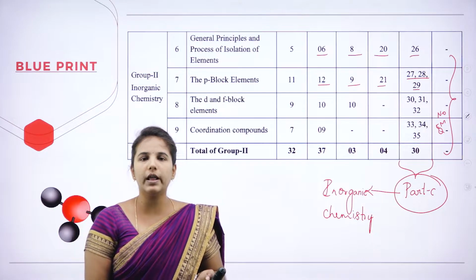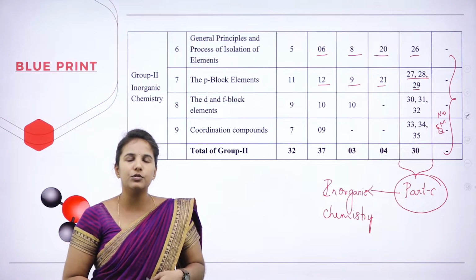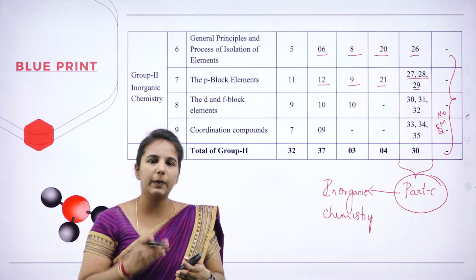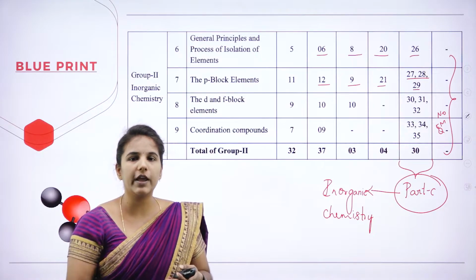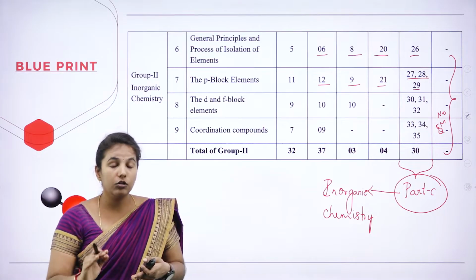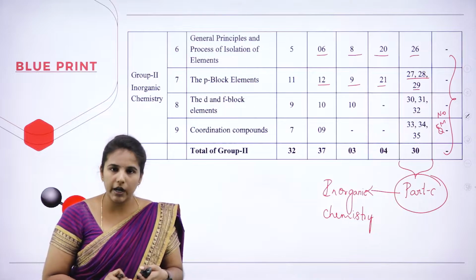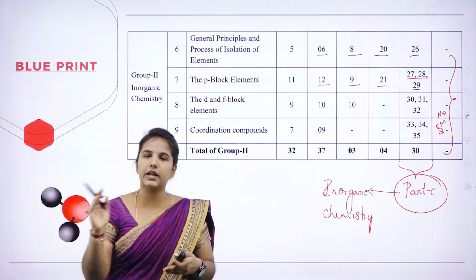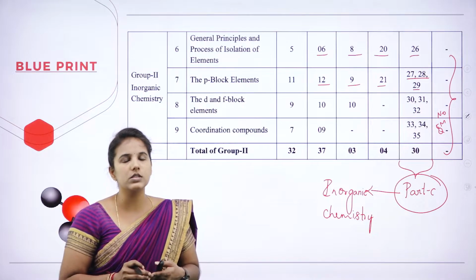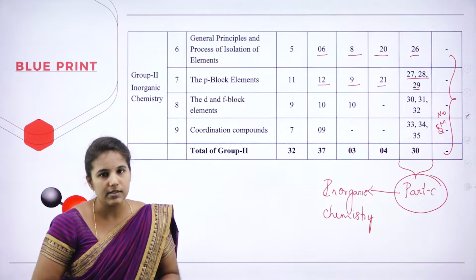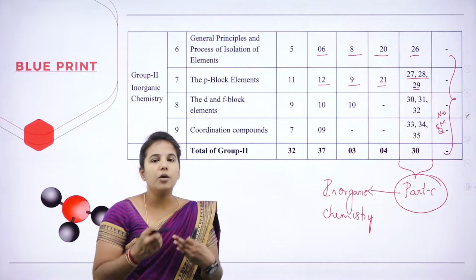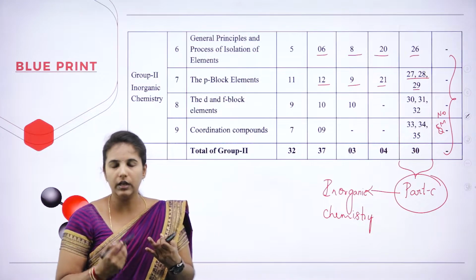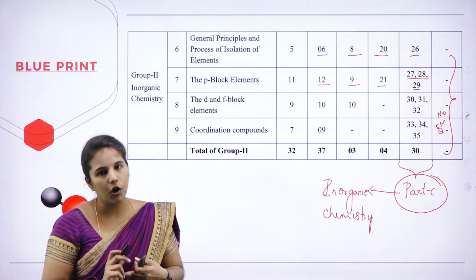So in the p block elements, definitely they are going to ask how to prepare ammonia by Haber's process, how to prepare sulfuric acid by contact process, how to prepare nitric acid by Ostwald process. Any one of the processes will be asked. In addition to this, they are also going to ask the anomalous behavior of fluorine, chlorine or oxygen.